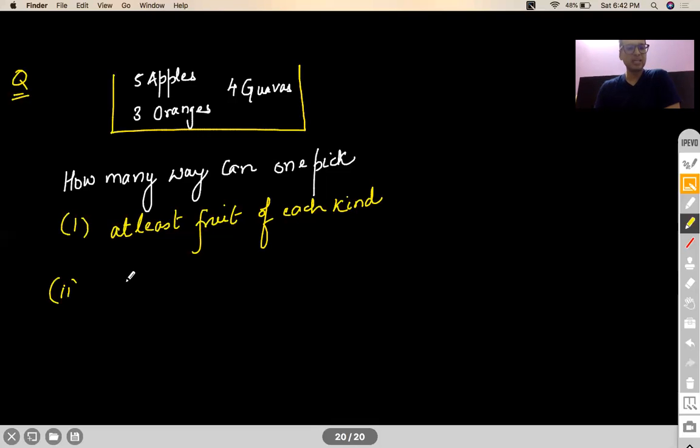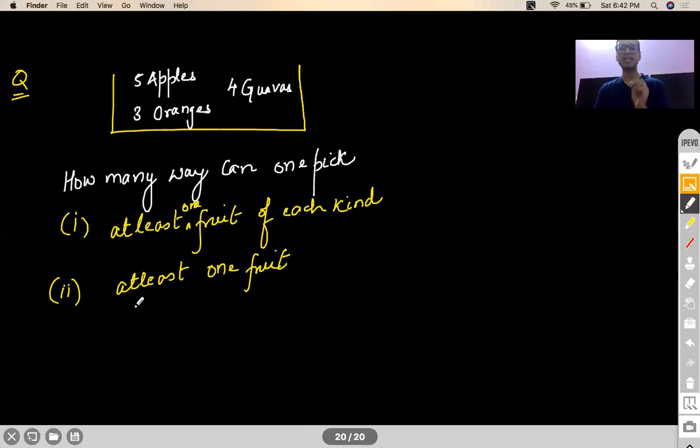Number 2, in how many ways can you pick at least one fruit? One, I forgot to write. At least one fruit. So I've asked you 2 sub-parts in this question. The first sub-part is, in how many ways can you pick up at least one fruit of each kind? And the second part is, in how many ways can you pick up at least one fruit? I would like you to first give me the answer for the first part. So first part, please put forth your response on the chat box.